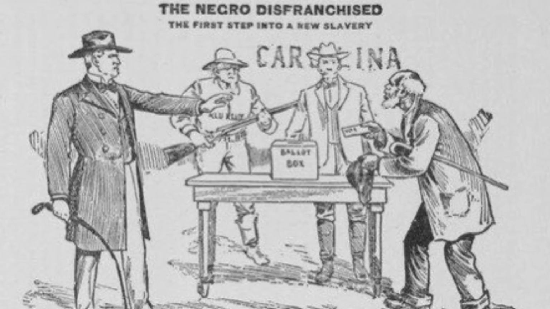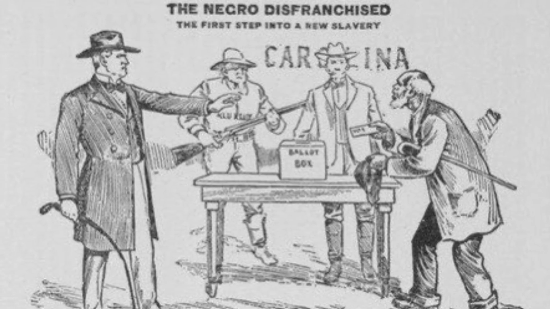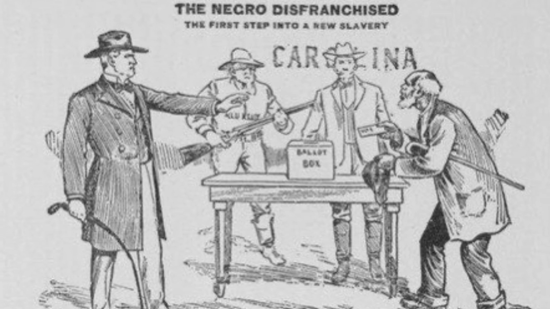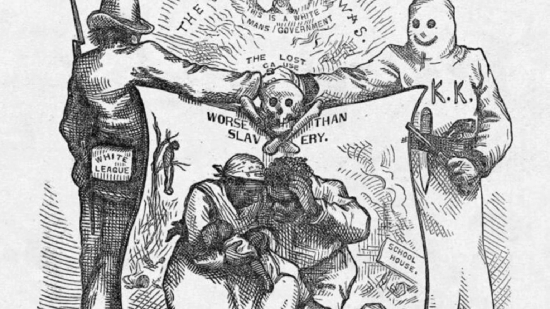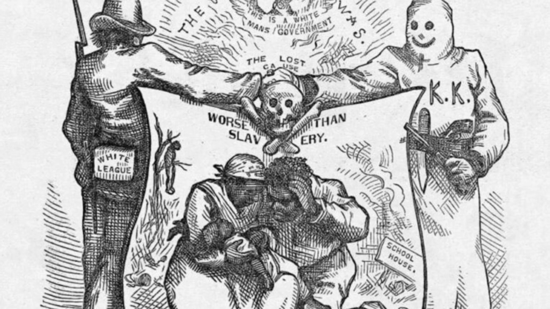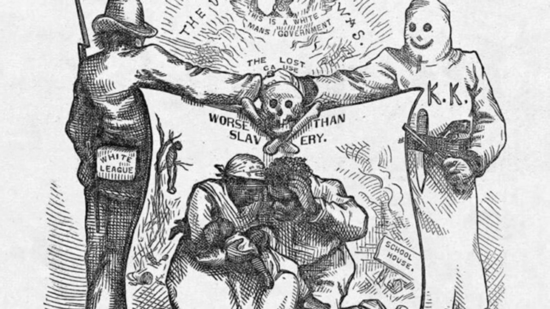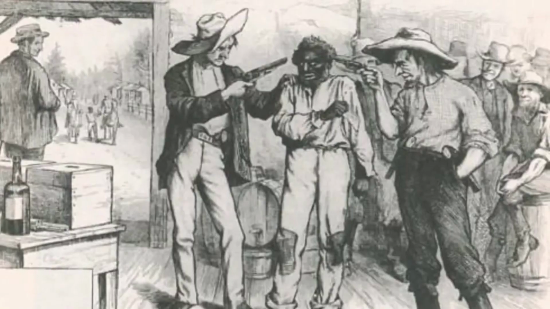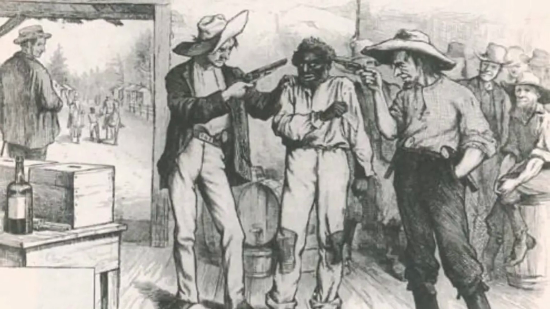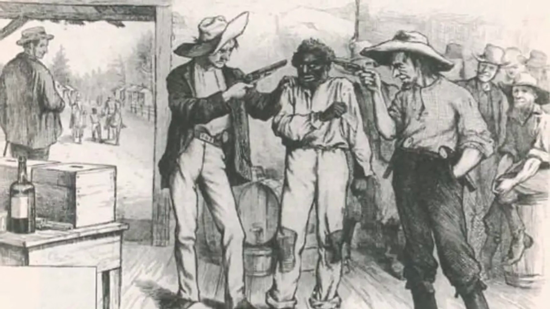In addition, African Americans who attempted to exercise their right to vote faced threats, violence, and intimidation from white supremacist groups such as the KKK. Lynchings, beatings, and other forms of violence were used to discourage African Americans from participating in the political process.